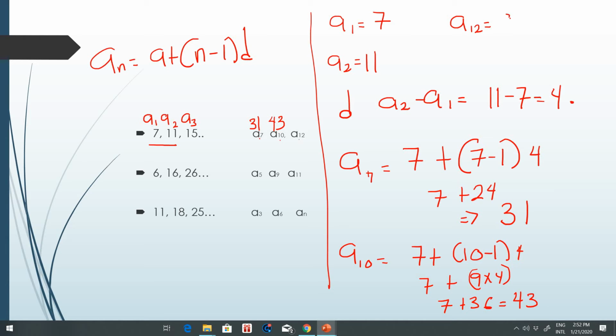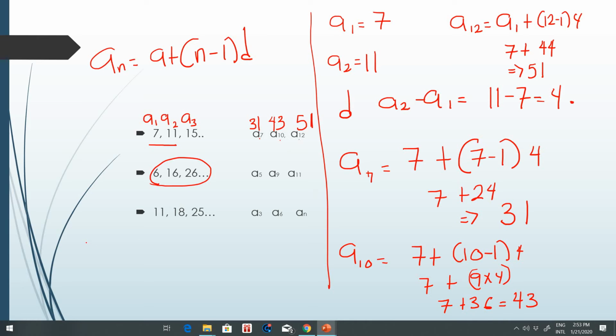That's going to be a1 plus 12 minus 1 times 4. Our a1 is 7, that's 12 minus 1 is 11. 11 times 4 is 44. And as you can see, 7 plus 44, we have 51. Okay, 51. So we have 31, 43, 51. That's cool. Now, let's try this one.